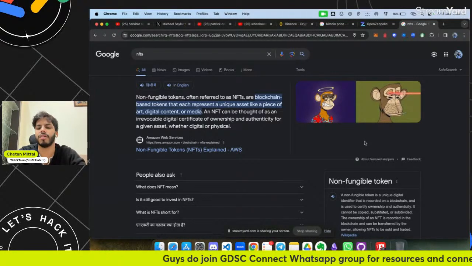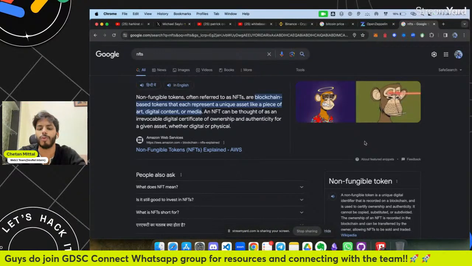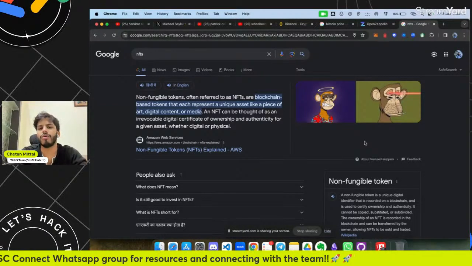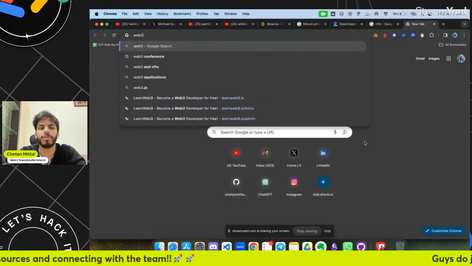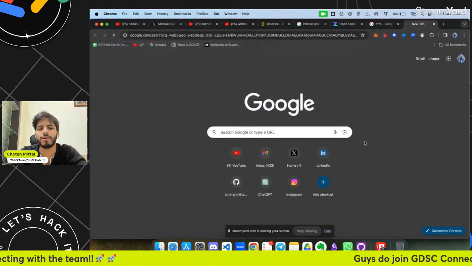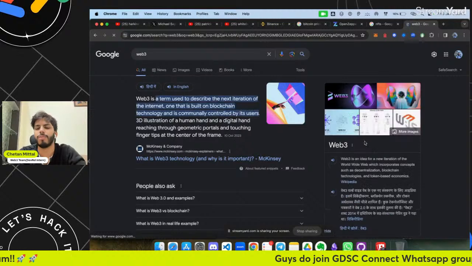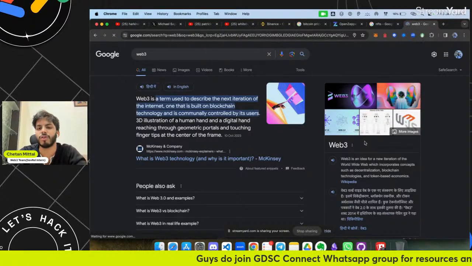There are a lot of use cases that have not been explored yet. Right now the most hyped industry is Web3. Web3 में आप जा सकते हो. Web3 is the most hyped industry right now, which is using the concept of blockchain.